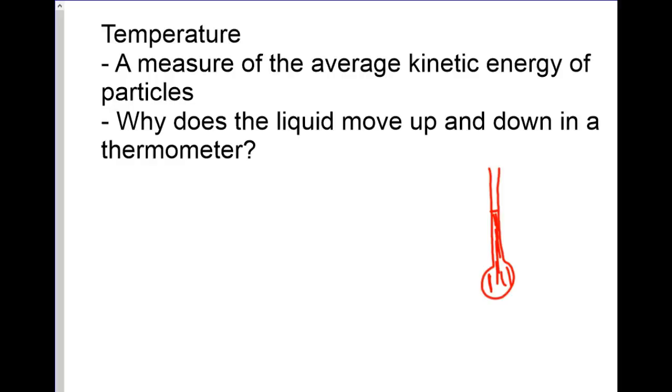Okay, so in thermometers we generally have alcohol, and that alcohol, like anything, is made up of particles. If we add heat to those particles, what happens to the movement of the particles? It moves faster, and when things move faster, there's more collisions, and it takes up space. The liquid expands when it's heated because the particles are moving faster, and it takes up more space.